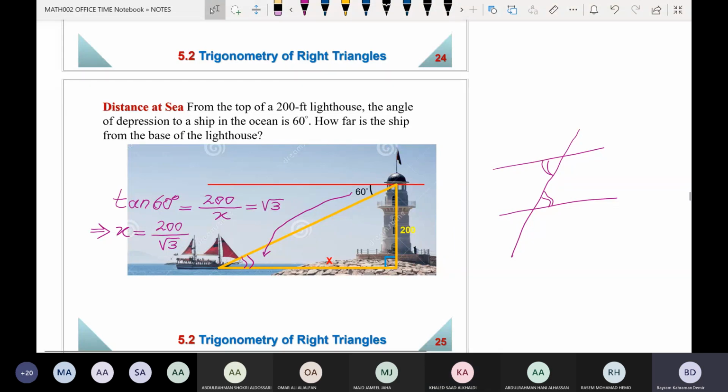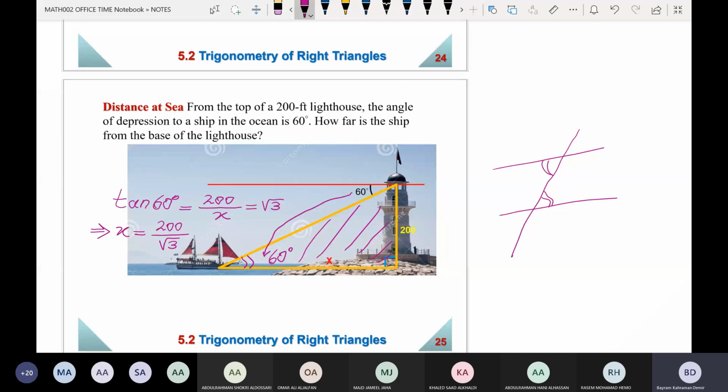Yes, perfect, Shabab. So we have 60 degrees here. Now just look at this triangle. We have 200 divided by x. So tangent of 60 is 200 divided by x, which should be equal to √3. And if you solve for x, it will be 200 divided by √3. That is the value of x, Shabab.